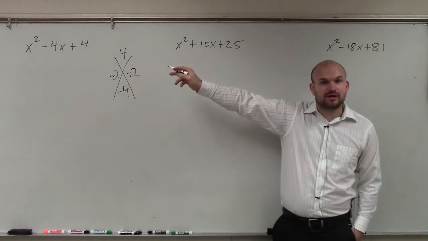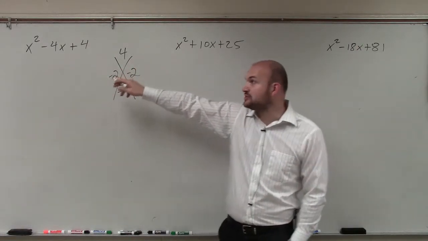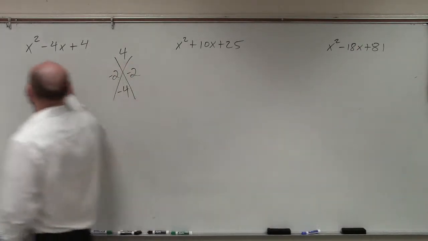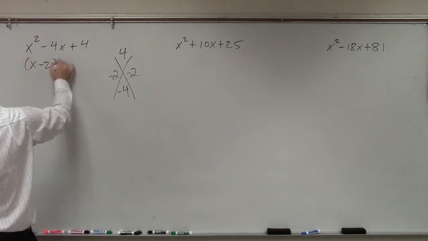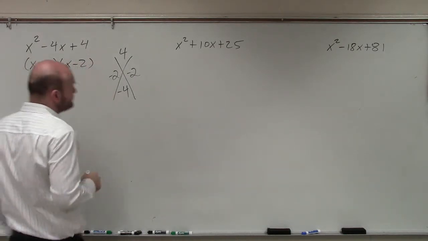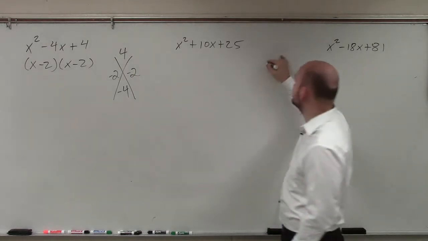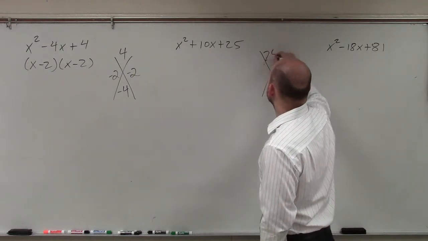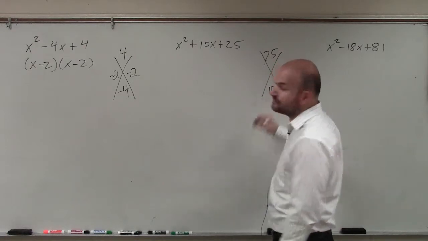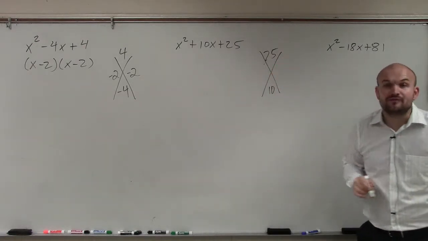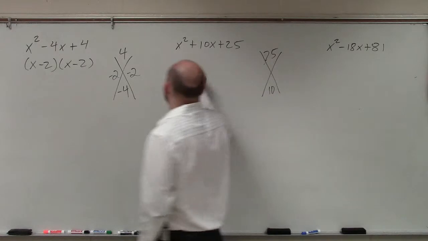Now, in this perfect square, in this expression, you can see that a is equal to 1. So I can use the factors x minus 2 times x minus 2. All right? Then, as we go over to here, we do the same thing. What two numbers multiply to give you 25, add to give you positive 10? And as you go through the factors of 25, you can see 5 and 5.